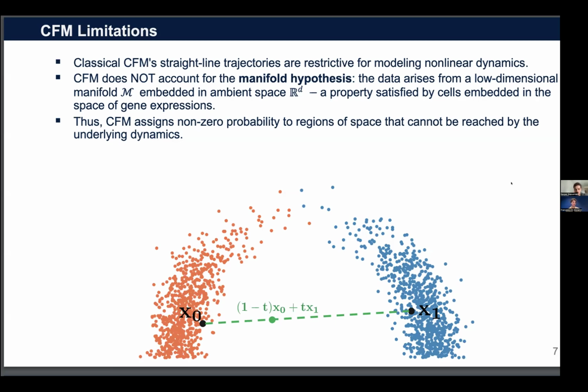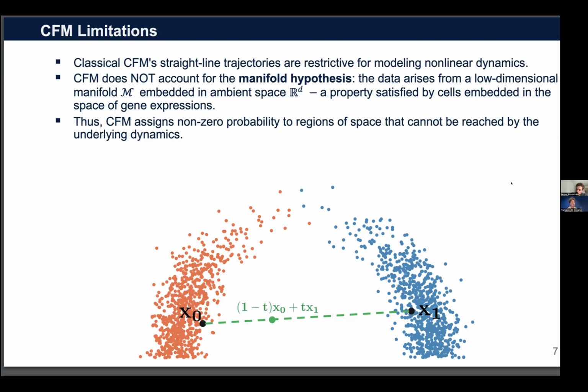bigger steps. The problem is in applications, specifically in the scientific domains, for example, trajectory inference, the dynamics that you want to actually reconstruct is more often than not nonlinear, right? So straight paths will not be able to capture the underlying trajectories, which concretely means, as in the picture here, they will stray away from the manifold where the data lives and end up assigning non-zero probability to regions of space that should not be traversed.